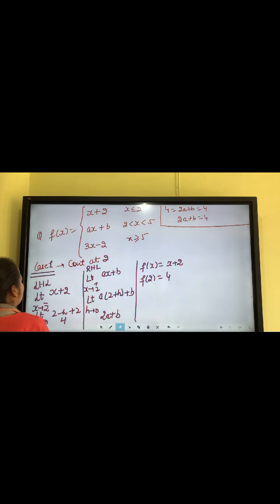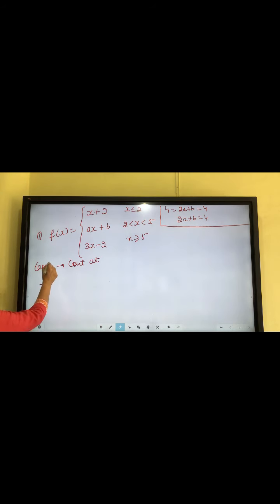Now the second case is to discuss the continuity at the point x is equal to 5. Again here there are three cases. The first case is the left hand limit. Limit x approaches 5 negative, ax plus b. Limit h approaches to 0, a into 5 minus h plus b, that is 5a plus b.